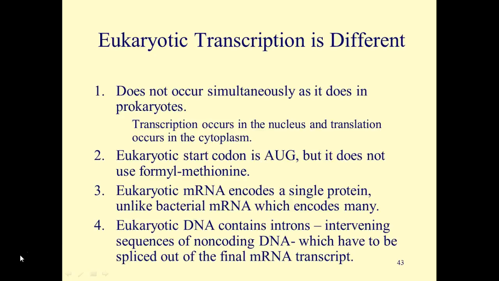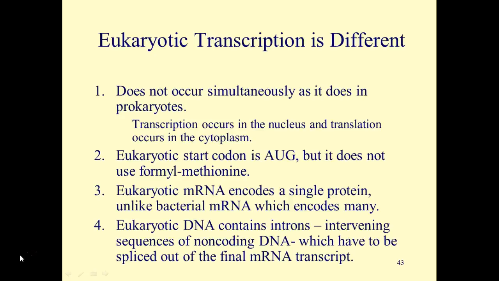Eukaryotic transcription, of course, is different, and it doesn't occur simultaneously as it does in prokaryotes. It occurs in the nucleus, and then translation occurs in the cytoplasm. The eukaryotic start codon is the same as the prokaryotic start codon, AUG, but in eukaryotes it does not code for formyl methionine. Instead, it just codes for methionine. It's still methionine, it's just a different structure to the molecule.